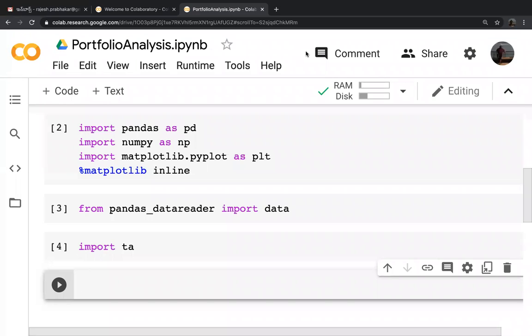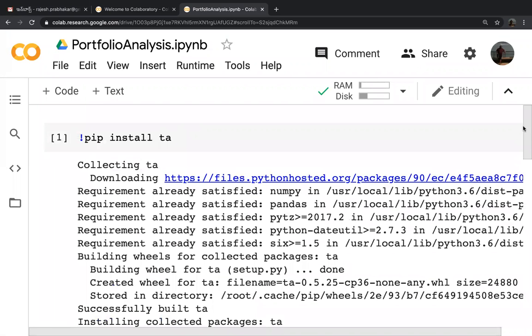So first we'll open a Jupyter notebook, or you can use Google Colaboratory, which is an online version. Create a notebook. And Harish, this is the command for installing the TA package: exclamation pip install TA. Open a Google Colab and run this command. That will install the TA package. Okay, sir.